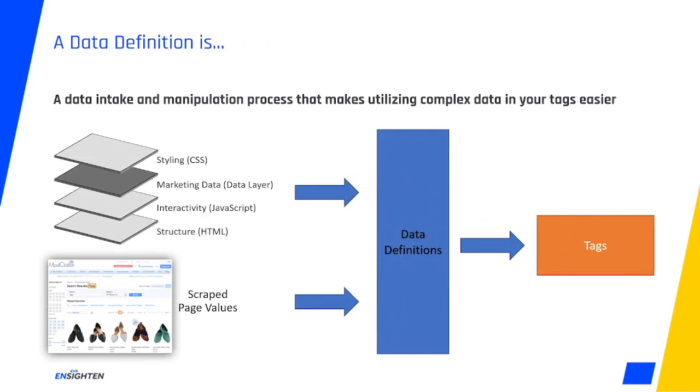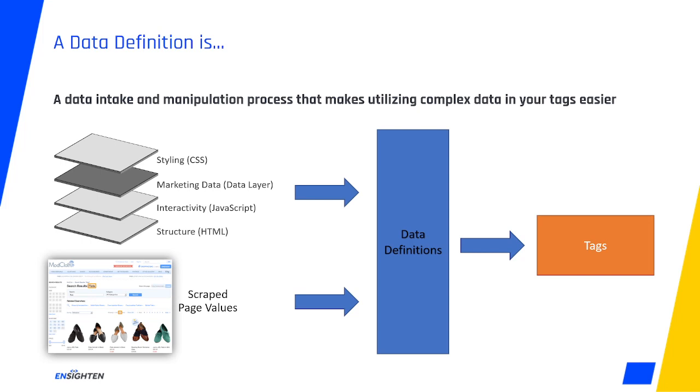Data definitions are more accurately described as a data intake and manipulation process. Rather than having data set in them like the variables of a data layer, the data definition picks up the data and, if necessary, modifies it before making it available for easy use by other tags. In some ways, this is another abstraction layer on top of the one already created with an on-page data layer, but I promise it has some important uses.